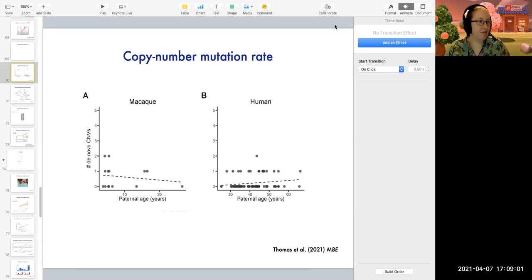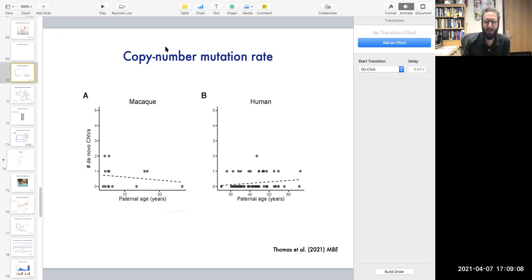Oh, it looks like there is a follow-up question to that. Catherine, if you want to, or do you want me to ask it for you? I can see it. It's okay. Why did the CNV rate speed up in hominoids?